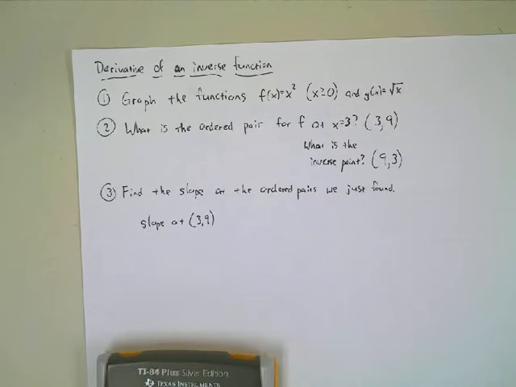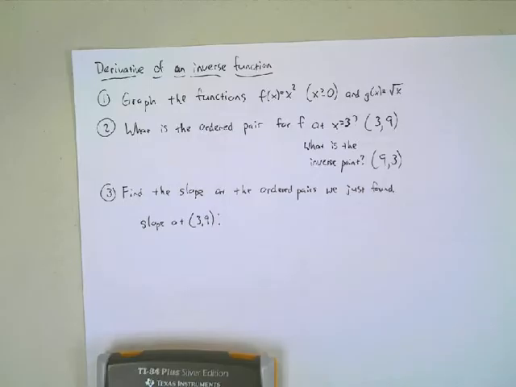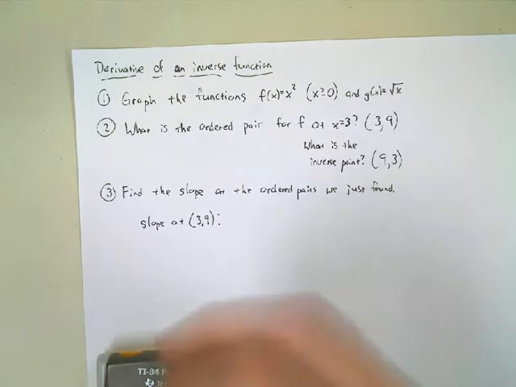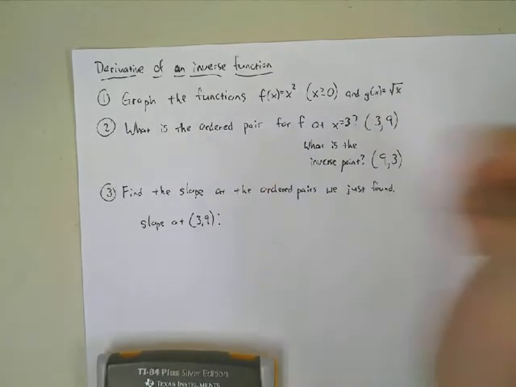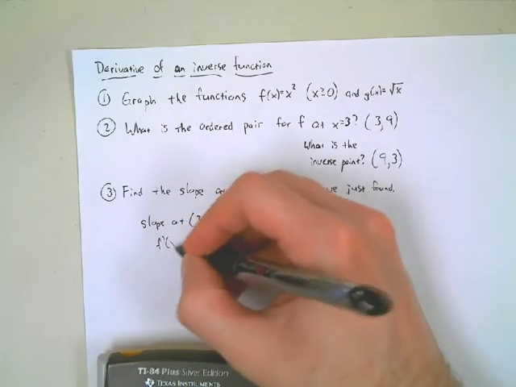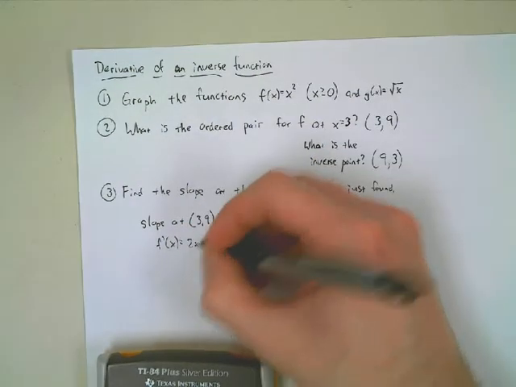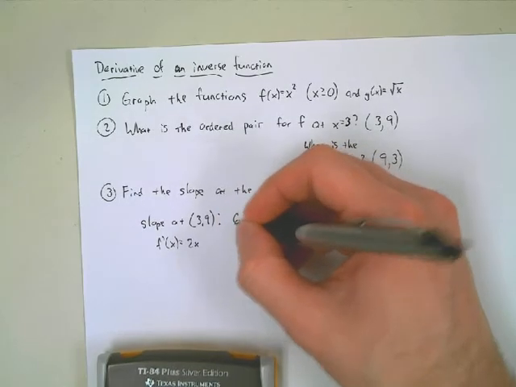All right, anyway, so find the slope of the ordered pair we just found. So the slope at 3, 9, what is that? Anyone got it? Yeah. So let's see here. Again, our function is x squared, so f prime is what? 2x. Yeah. So the slope then at 3 would be 2 times 3, so it's 6. Okay.